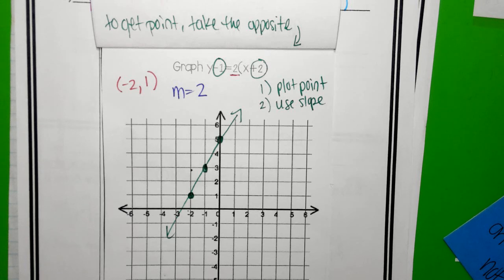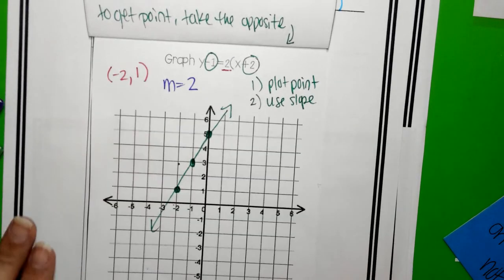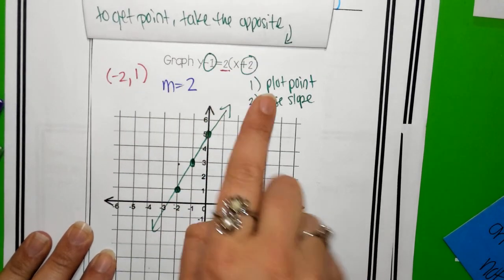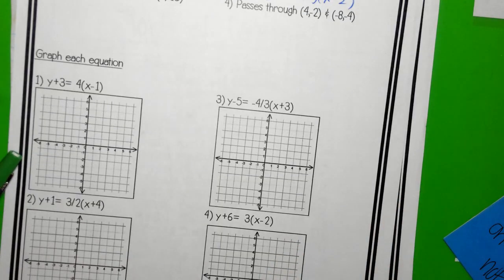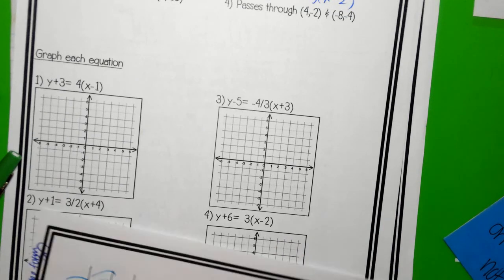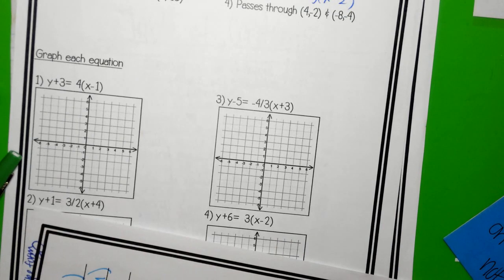So when you're graphing tonight for your homework, you're going to finish the rest of your homework page. First get your point, then plot the point, use the slope. So this is your homework tonight.